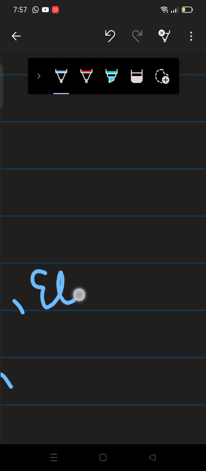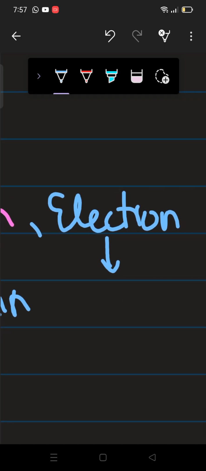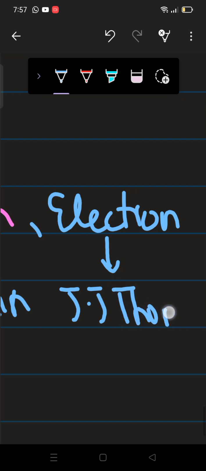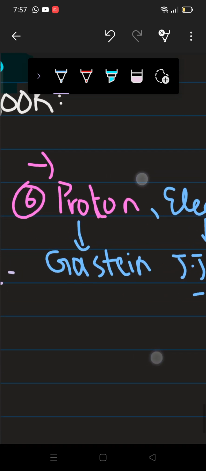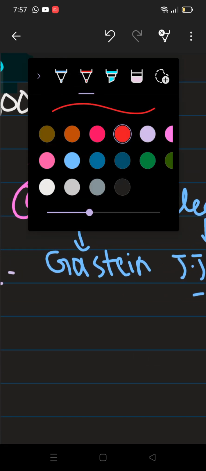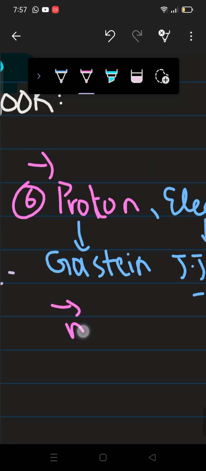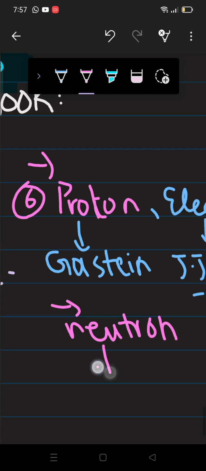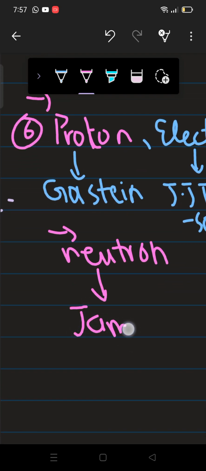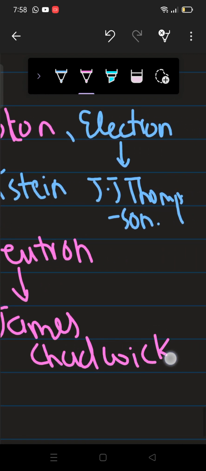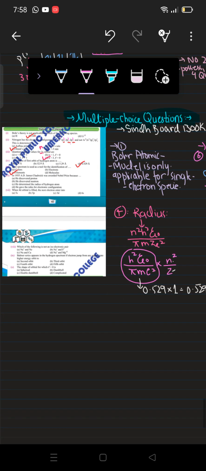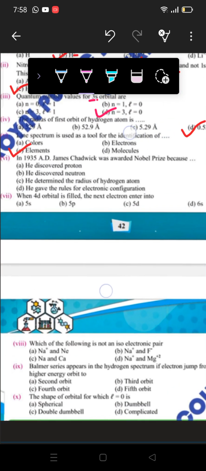We know that the electron is discovered by William Crookes, or in some books it is written J.J. Thomson, right? So we are writing here J.J. Thomson. And the neutron was discovered by James Chadwick in 1932, James Chadwick, right?